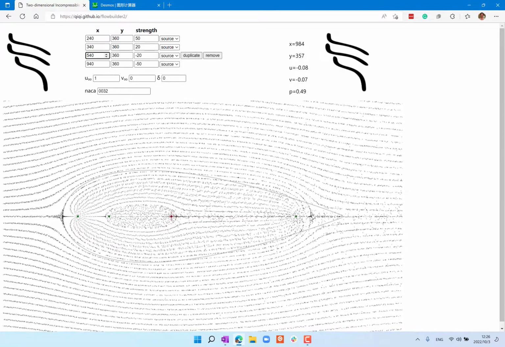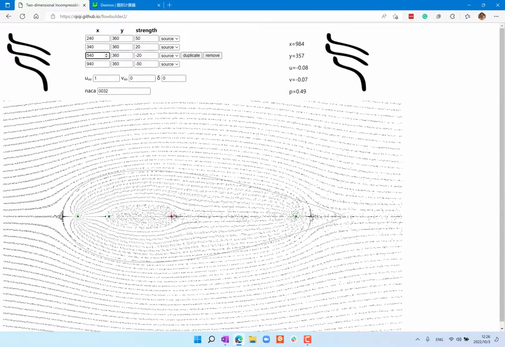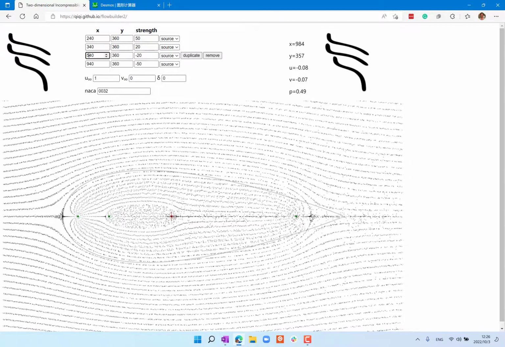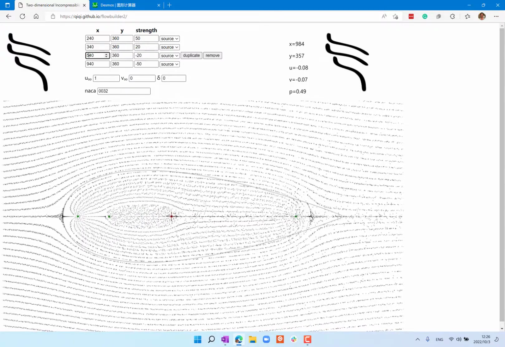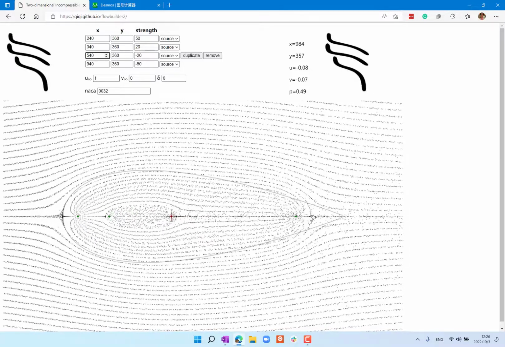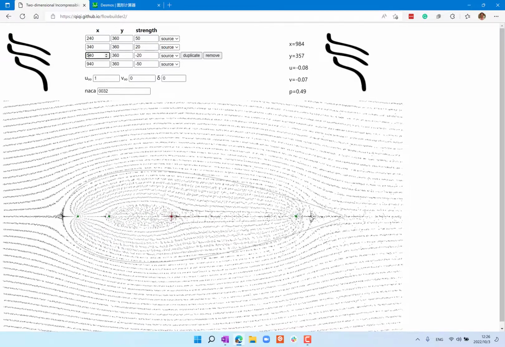All right, so we'll basically be looking at how you would place sources and sinks and vortices to approximate airfoils of different shapes, and how the placement relates to exactly what the shape of the airfoil looks like.